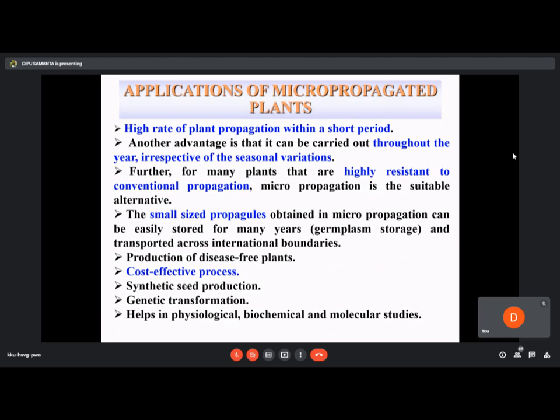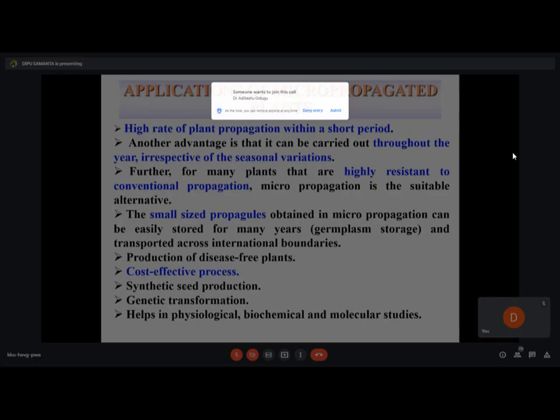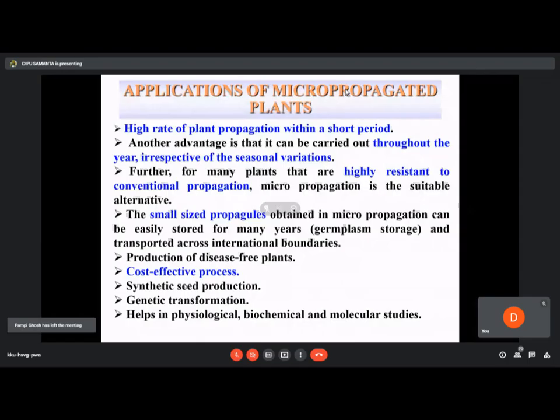Now coming to the applications of micropropagated plants, that is the high rate of plant propagation within a short period. Another advantage is that it can be carried out throughout the year irrespective of seasonal variations. Further, for many plants that are highly resistant to conventional propagation, micropropagation is a suitable alternative. The small size propagules obtained in micropropagation can be easily stored for many years as germplasm storage and transported across international boundaries. Another important application is the production of disease-free plants. It is a cost-effective process. Synthetic seed production is also a very important application for micropropagated plants. Another thing is genetic transformation, and it is also helpful for physiological and biochemical as well as molecular studies of plants.